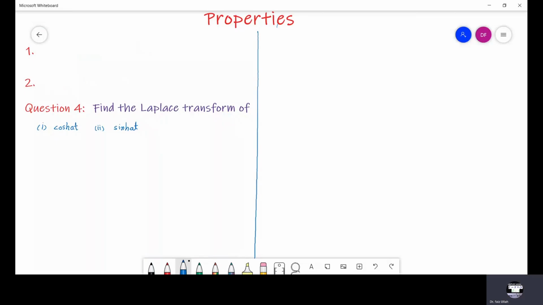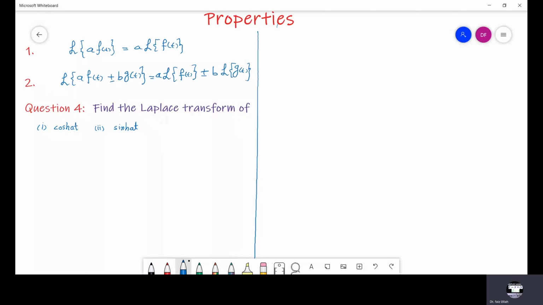Let us study two properties of the Laplace transform. The first one is called the constant preserving property, which means if a constant a is multiplied with a function f of t, then the Laplace transform of this is equal to a times the Laplace transform of f of t. The second property is called the linear property, which says that the Laplace transform of a f of t plus or minus b g of t is equal to a Laplace transform of f of t plus or minus b Laplace transform of g of t. Here a and b are real constants.